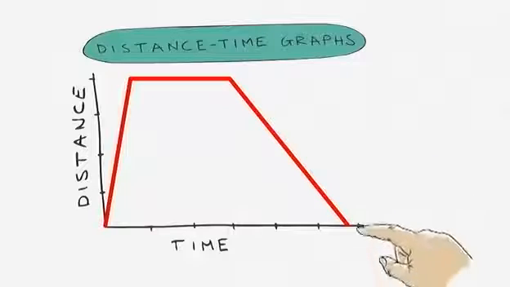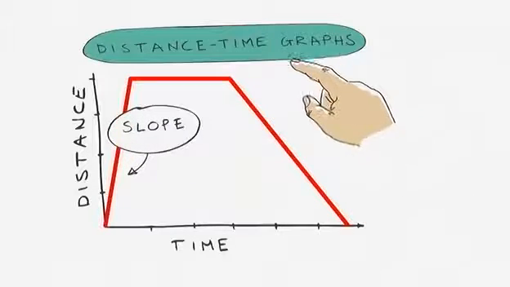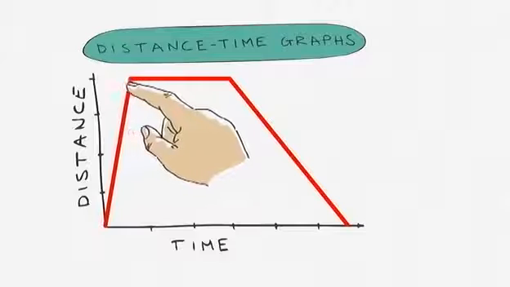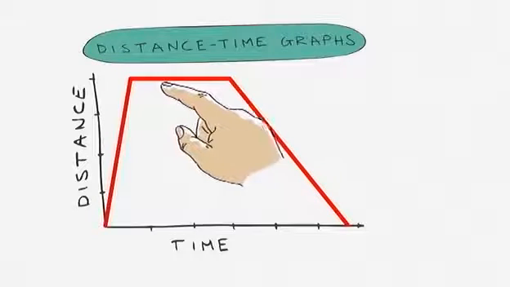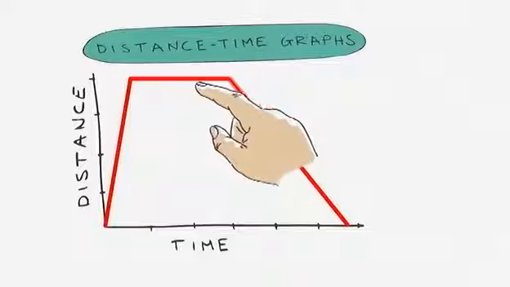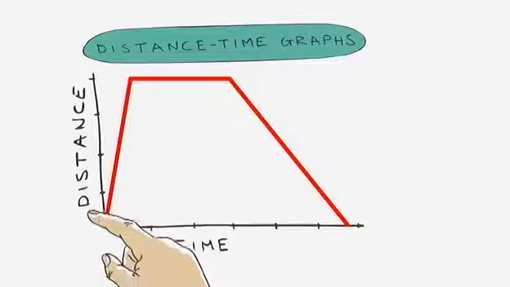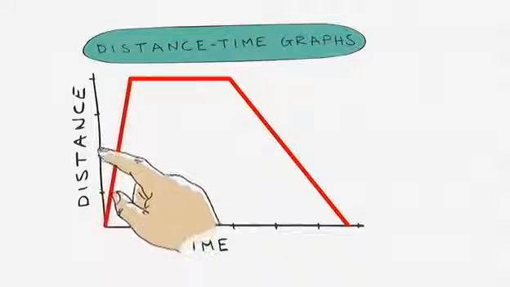So what can we learn from a distance time graph? The slope of a graph tells us a great deal. If the line is horizontal, then no distance is travelled, so the object must be stationary. If the line of the graph is sloped but straight, then the object is moving at a steady speed.